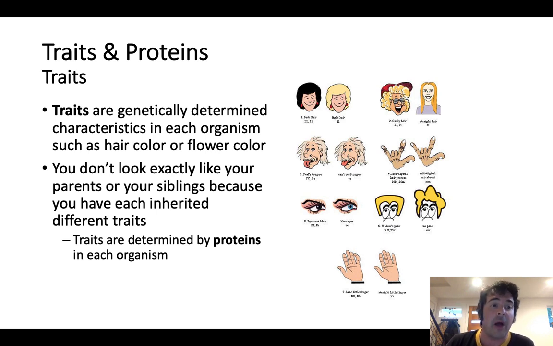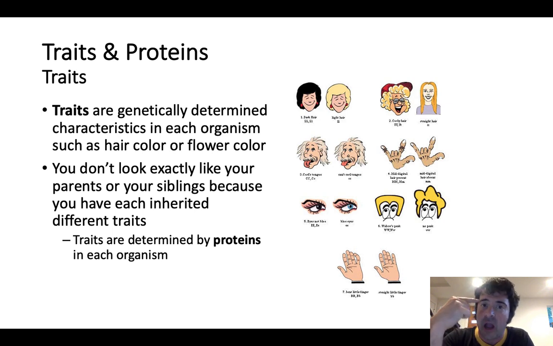Now, why do we care about this? Because proteins code for your traits. Traits are those measurable things that you think of when you think about a person. Their hair color, whether they have a widow's peak, their eye color, those things that you physically see, they're determined by proteins. So let's talk about the color of my eye. How does a gene ultimately determine the color of my eye?